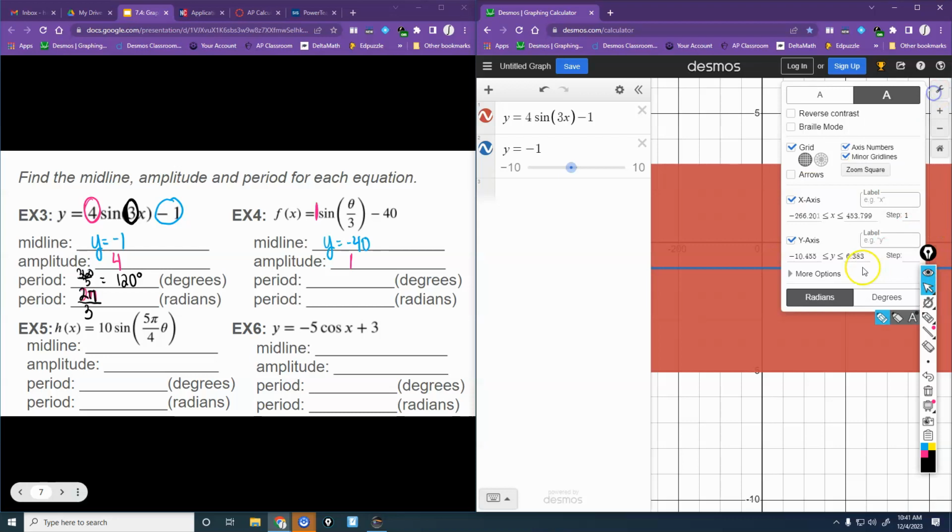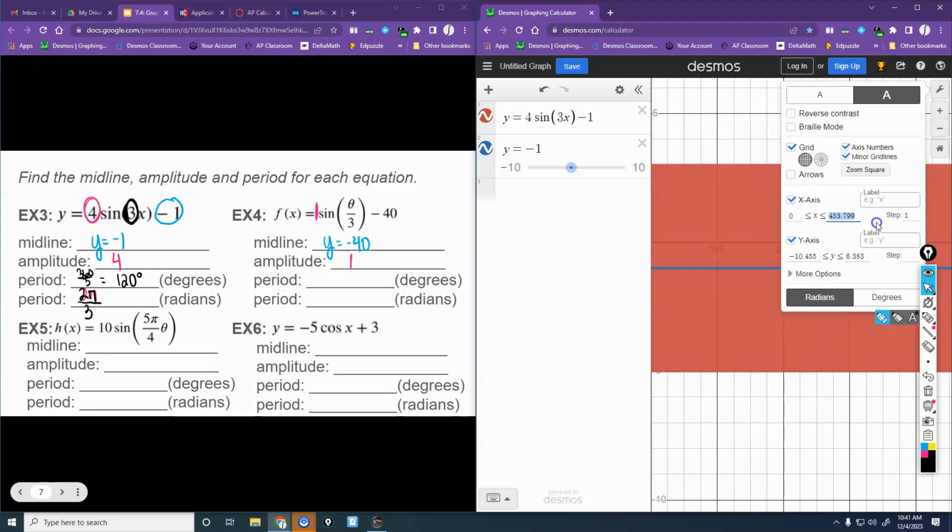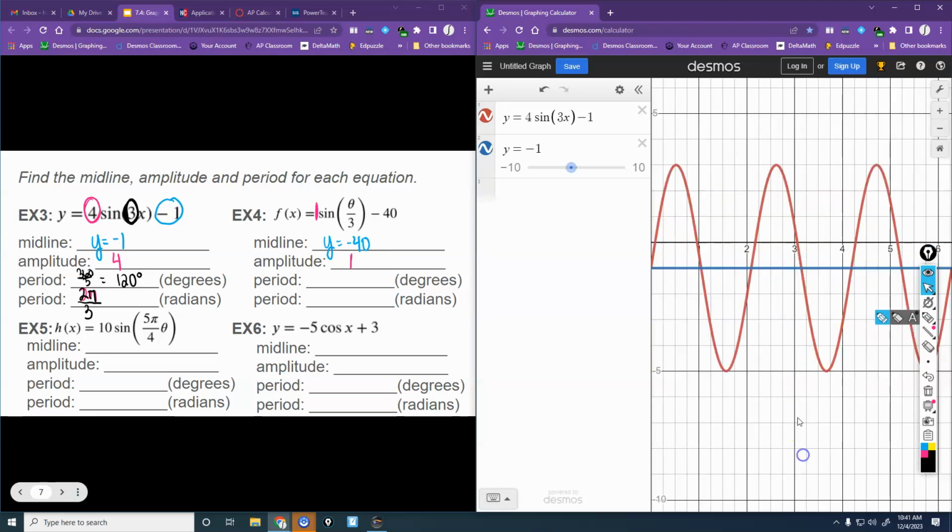So watch what happens if I make these numbers smaller. If I make that 0, actually you can just type in 2 pi, then you'll start to see the curve again. It was so many zigzags squished in between there that it looked just solid. Okay, so we already found midline and amplitude for example 4, but let's type it in.